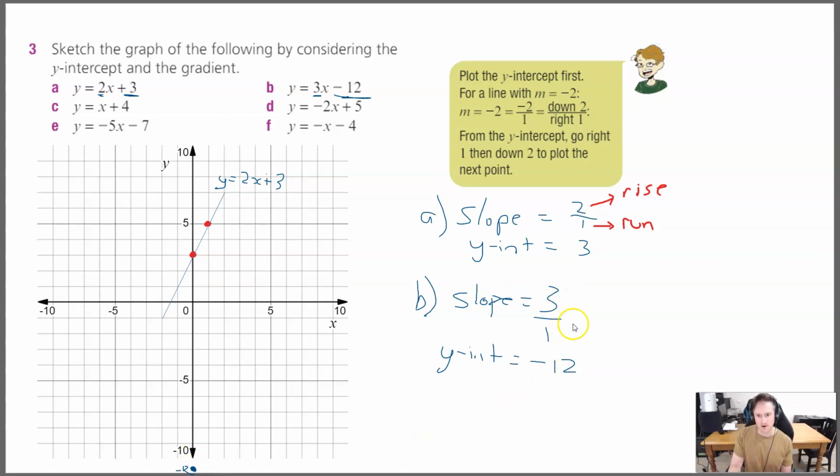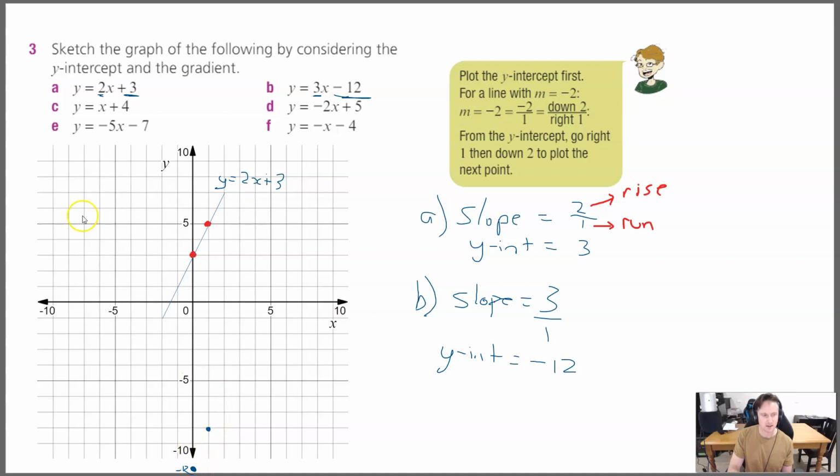My slope is 3/1, so that's a rise of 3 and a run of 1. From my -12, I'm going to do a rise of 3, so 1, 2, 3, and then a run of 1. So that's my second point there. And you can do it again if you want to, a rise of 1, 2, 3. Now I'm just thinking if I did this right.